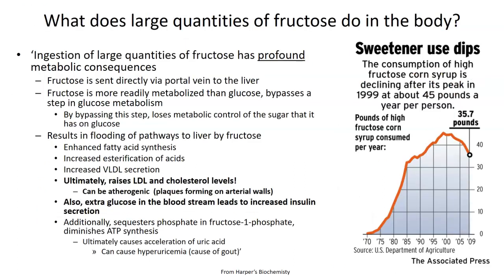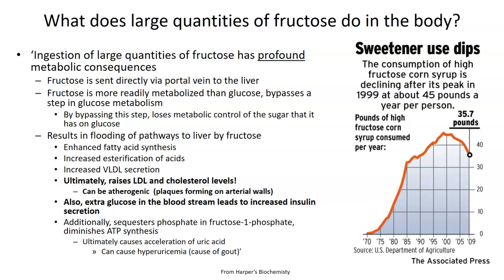So why do we care so much about fructose? Well, there's a lot of writing here on the left-hand side from a biochemistry textbook, but here's what you've got to keep in mind. Fructose does cause profound metabolic consequences on the body. It bypasses a lot of the things that glucose does, goes straight to the liver, then past the liver. It results ultimately in higher LDL and cholesterol levels, and these things can obviously be atherogenic, which means that you build up plaque on your arterial walls, which could then lead to a heart attack or other cardiovascular-like symptoms. So we want to avoid those sort of things.